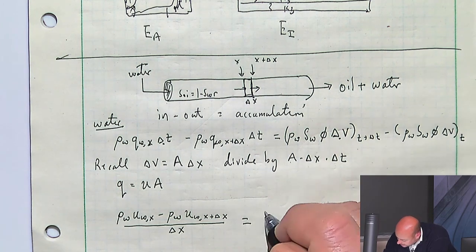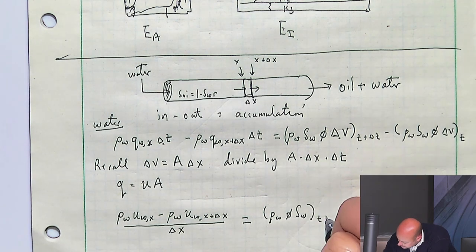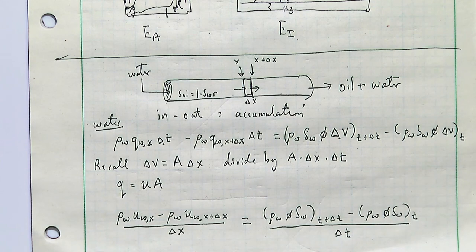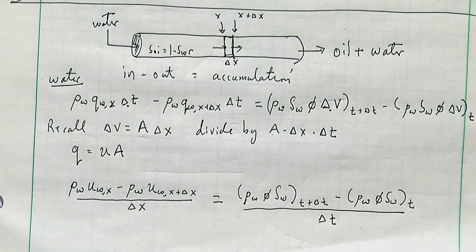So then what I'm left with on the right-hand side is the density of water times the porosity times the saturation at t plus delta t, minus the density times porosity times the saturation at t, all divided by delta t. Okay, so if you don't quite see that, go through the math and make sure you understand it yourself. Now, all these things could change with time. The density of water could be different now than it is in a few seconds. The porosity could be different, because the fluid might be slightly compressible, and the rock is slightly compressible. That's why the porosity could change. And certainly the water saturation could change. After all, I'm injecting water. So I bet my water saturation will go up with time in my control volume.